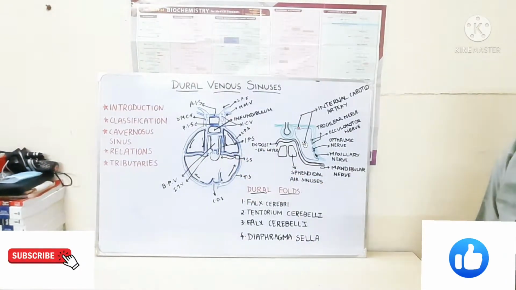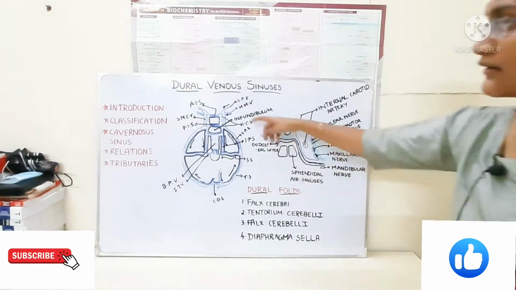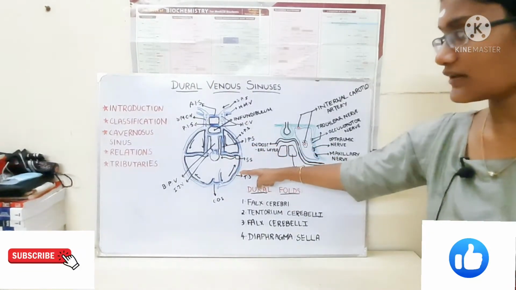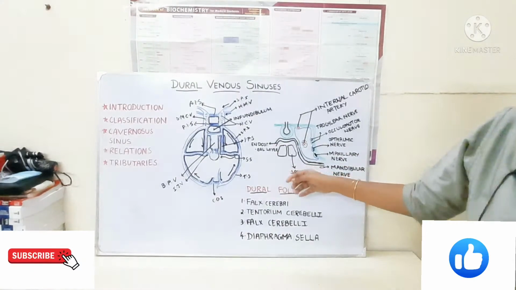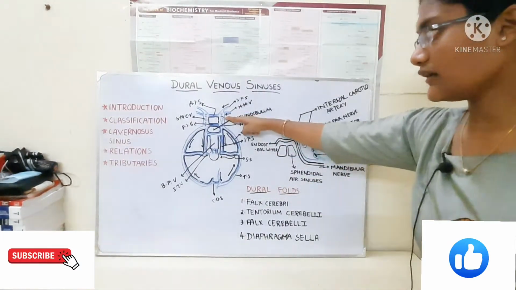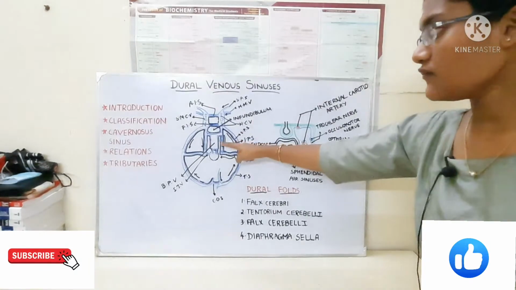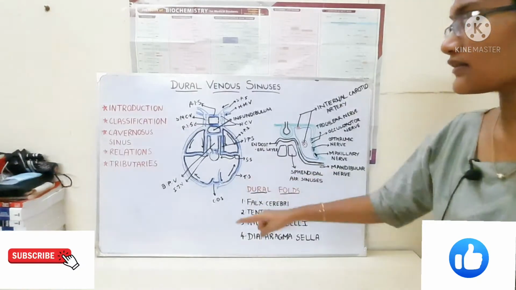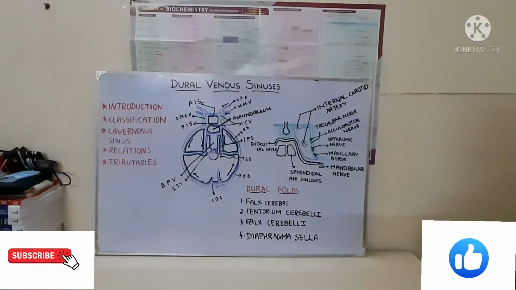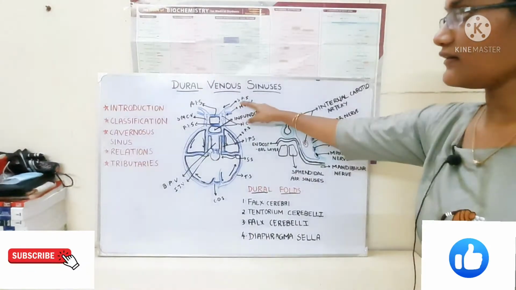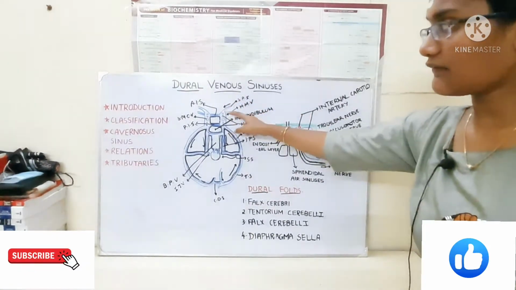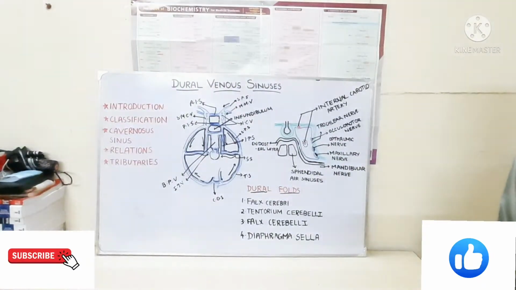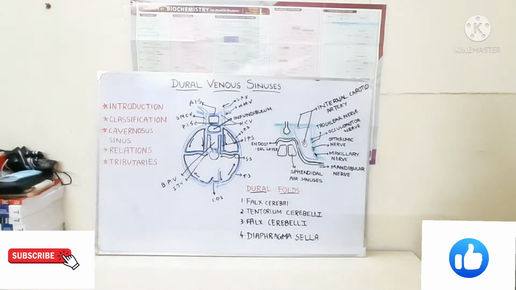So these are the 5 main paired sinuses, that is the cavernosus sinus, the superior petrosal sinus, inferior petrosal sinus, sigmoid sinus, and the transverse sinus. I will repeat the 5 main paired sinuses again: cavernosus sinus, superior petrosal sinus, inferior petrosal sinus, sigmoid sinus because of the S shape, and then the transverse sinus. The other 3 paired sinuses are the sphenoparietal sinus, that is this one, and then the middle meningeal vein that is opening into the cavernosus sinus, and also the petrosquamous sinus. These are the other 3 paired venous sinuses.